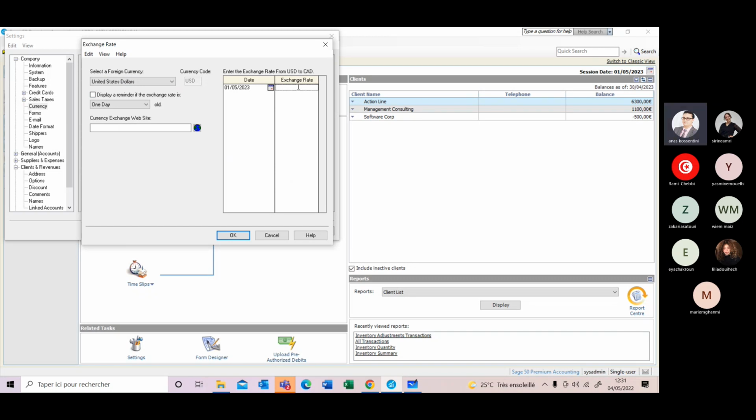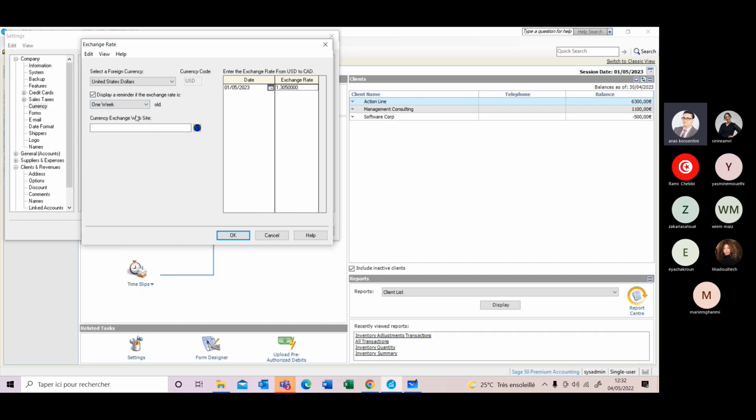The exchange rate is, let's take an example. So you can purchase, let's say, 1 USD by paying 1.305. Okay, so for 1.305 Canadian dollar, you can purchase one US dollar. Okay, you can put this exchange rate, and then you see, guys, display a reminder if the exchange rate is 1 day old, 1 week. Say that if you are recording a transaction, usually, guys, you have to select what is the exchange rate that you have to apply.